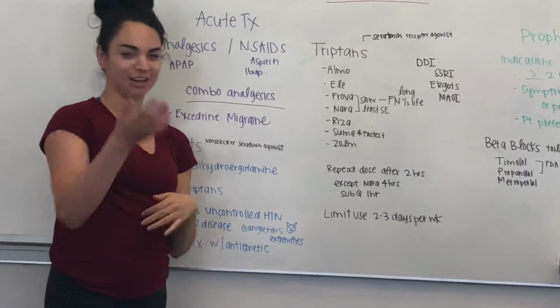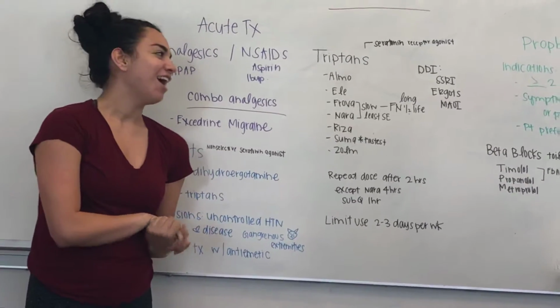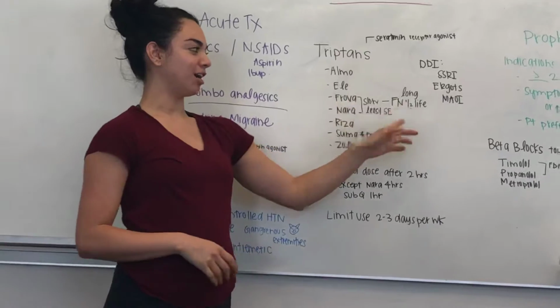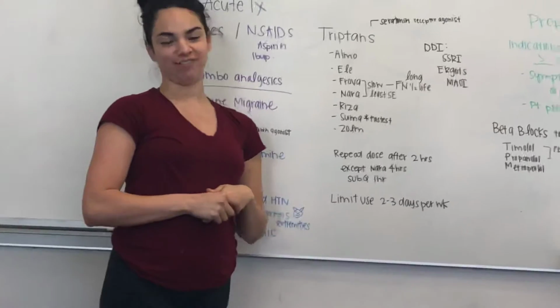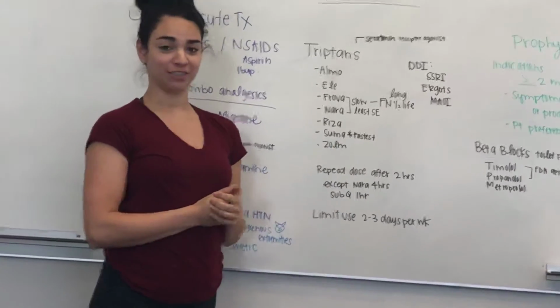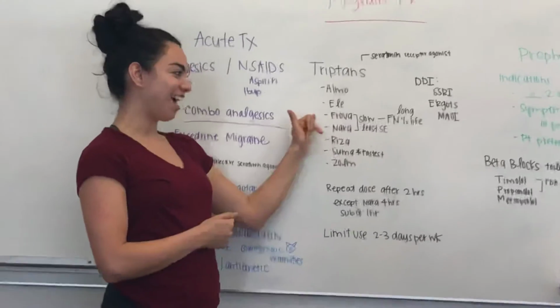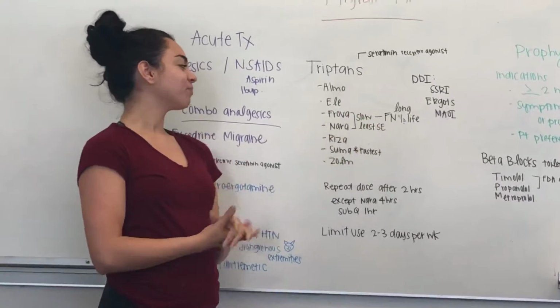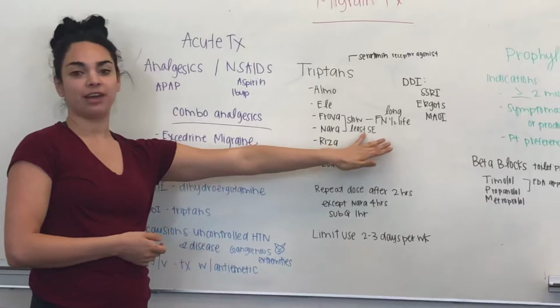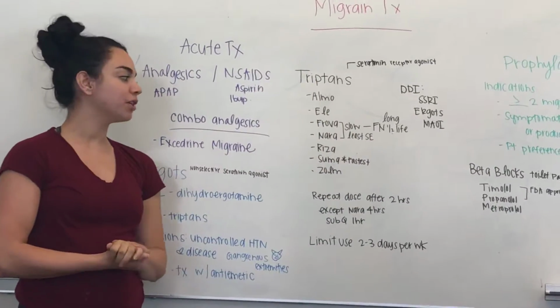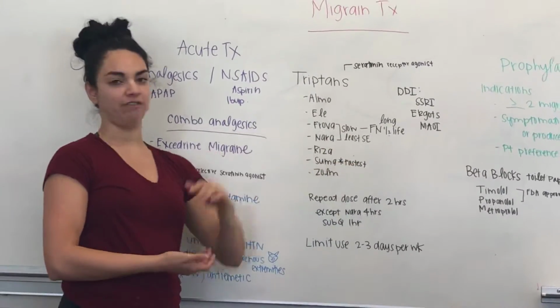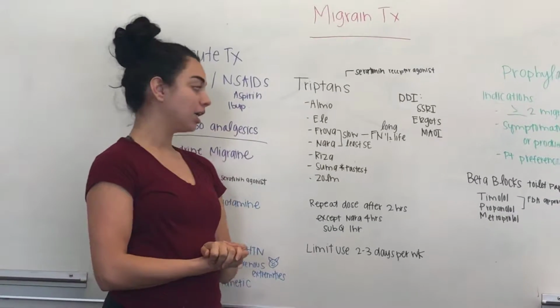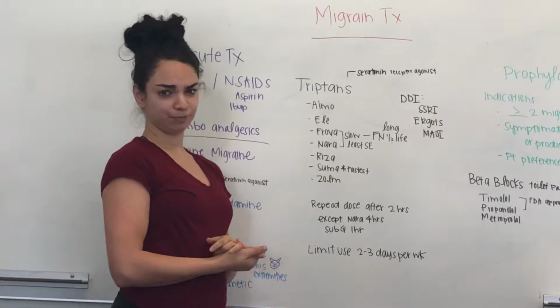Thanks to Shannon, we have a great mnemonic for this. You just remember effing long half-life. So F for Frova and Nara. These also have the least side effects in comparison to the rest. So that's something to note. Suma is going to be your fastest, so it's going to work the quickest. And it's also sub-Q.